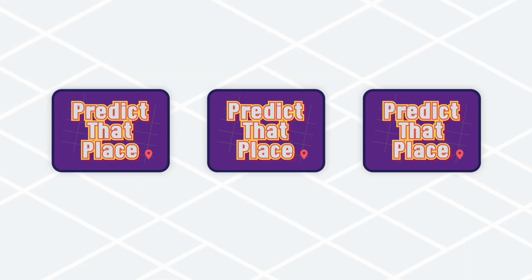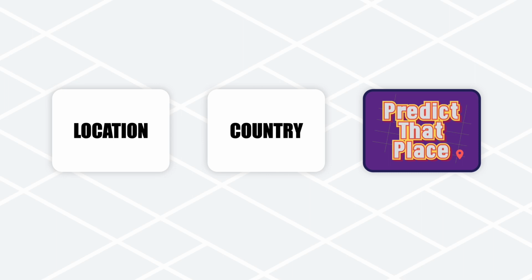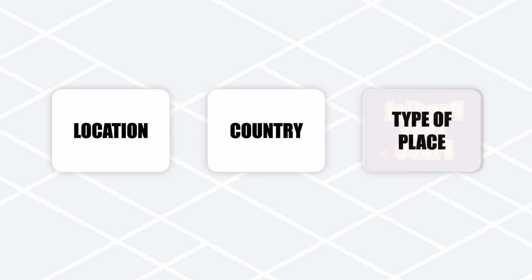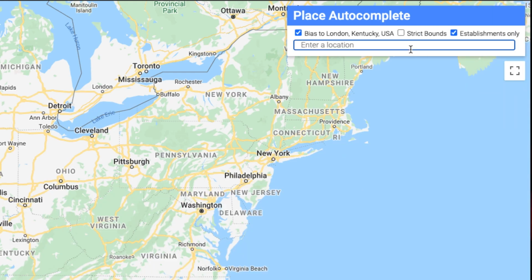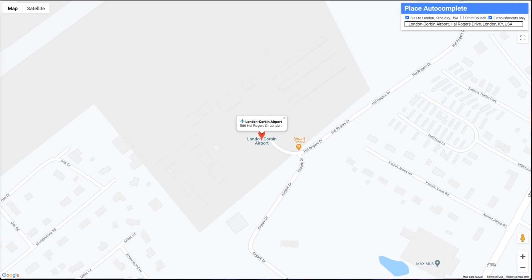Thanks for joining me to learn more about how to make your Place Autocomplete search bars win the Predict That Place game with location and type properties. Although they're optional, they can turn a poorly performing Place Autocomplete search bar into a winner that presents the right prediction with just one character.